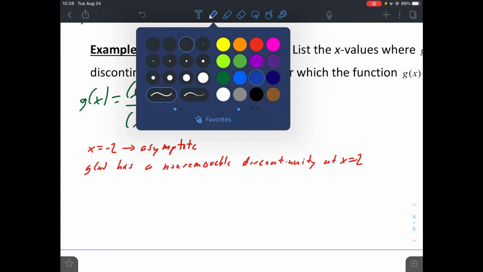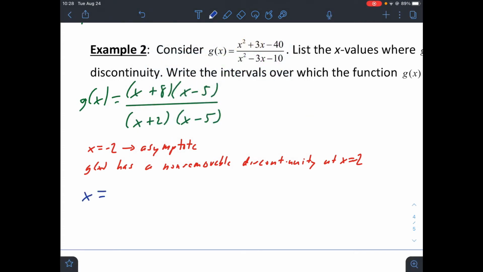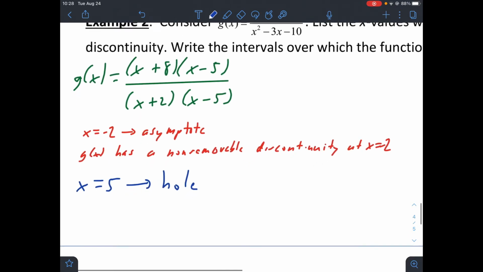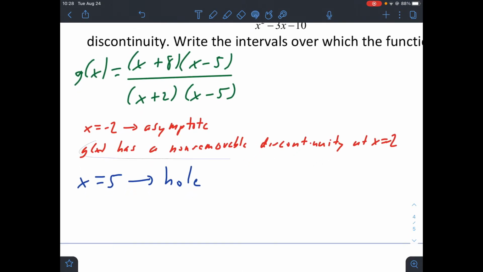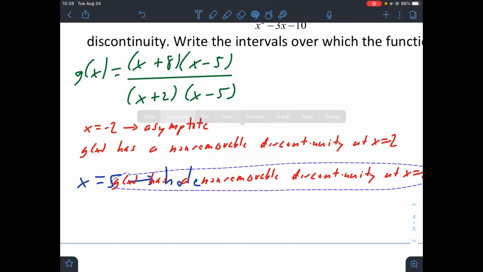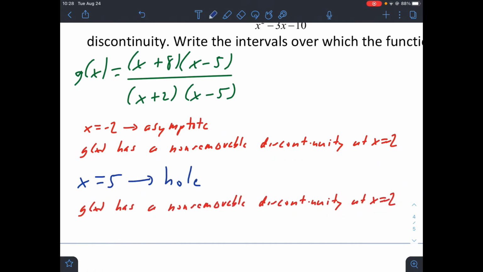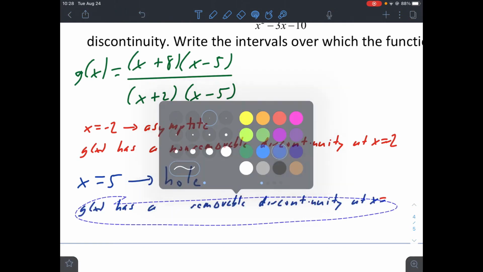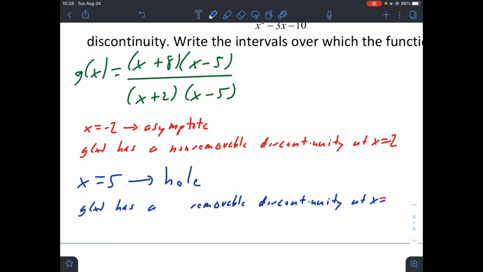All right, the other discontinuity is at x equals 5. If you were to put 5 into your function, you're going to get 0 over 0. So what does that tell us? That tells us there is a hole in the graph. And a hole, remember, is removable. So we can say g of x has a removable discontinuity at x equals 5.